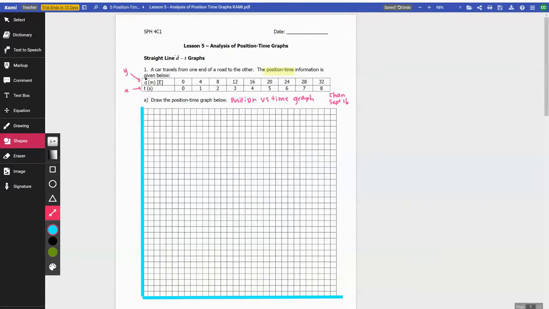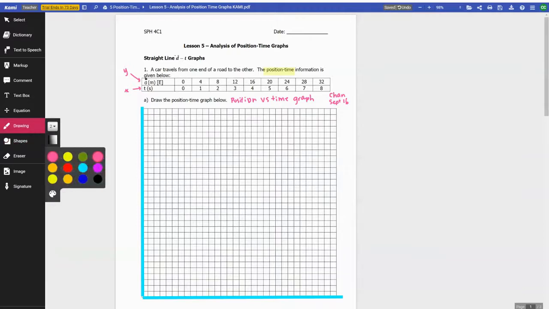Then I'm going to start using my drawing tools and I'm just drawing my ticks. So take a look at the time first. I'm going to do the x-axis first. So on the x-axis, my time goes from 0 to 8. 0 is at the bottom. I'm actually just going to use every 4 boxes as 1, because that fits all the way up to the 8.